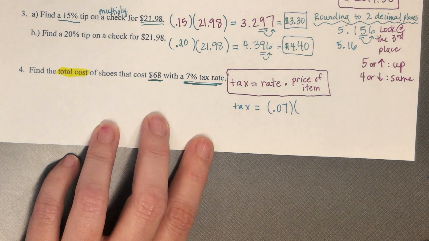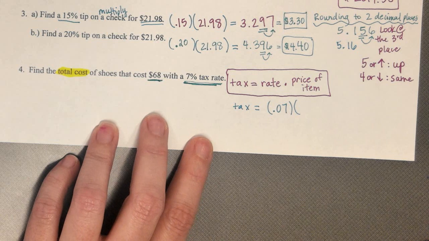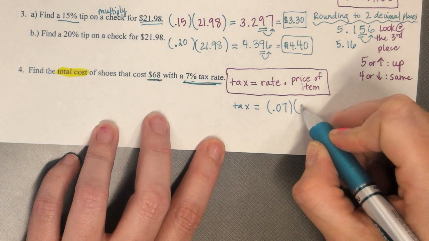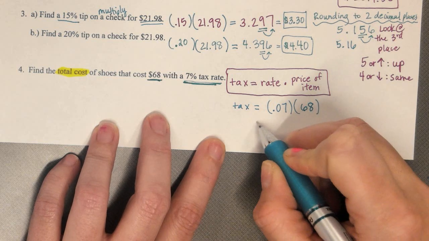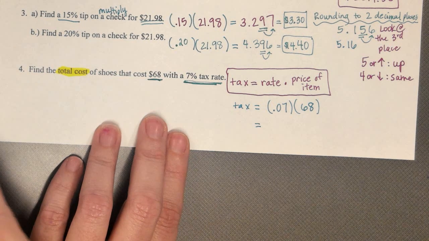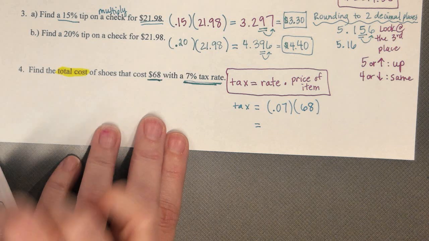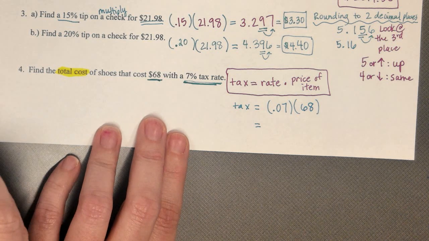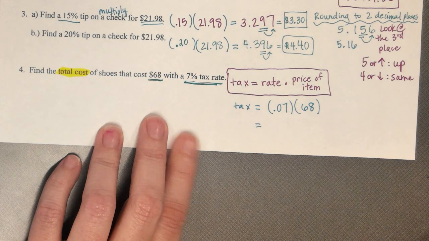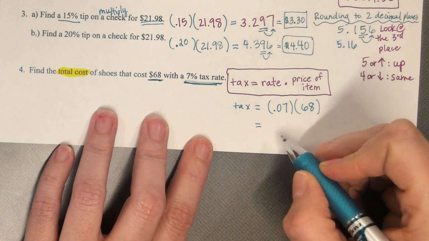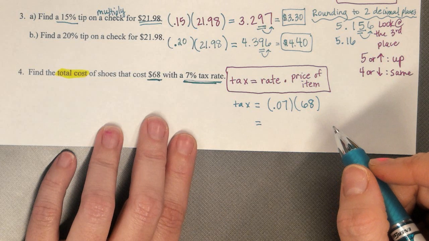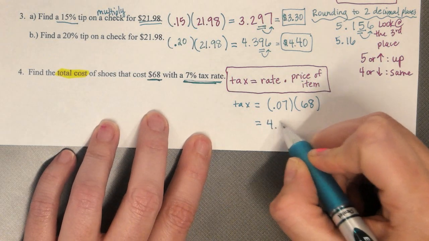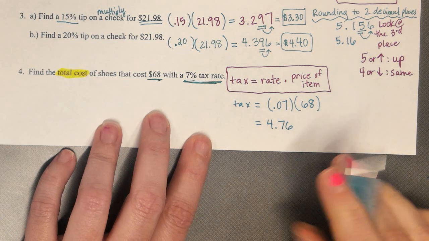And then we're buying shoes. How much do those cost? $68. So let's calculate. Now keep in mind, again, this is money. So anytime you are dealing with money, you're going to round to what decimal place? The hundredths, yep. Now this one turned out pretty nice, right? When you multiplied, yeah, 4.76, so it already did that for you, so that's nice.